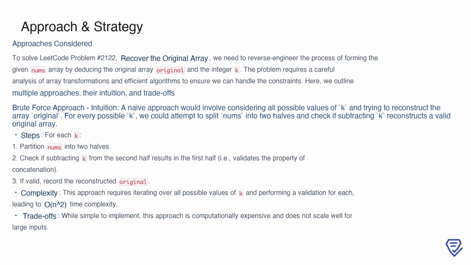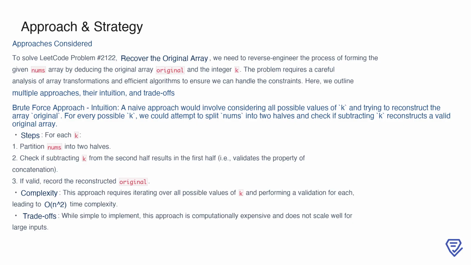To solve problem number 2122, recover the original array, we need to reverse engineer the transformation that created the given nums array. The goal is to deduce the original array original and the integer k, which represents the difference between the two concatenated halves of original.